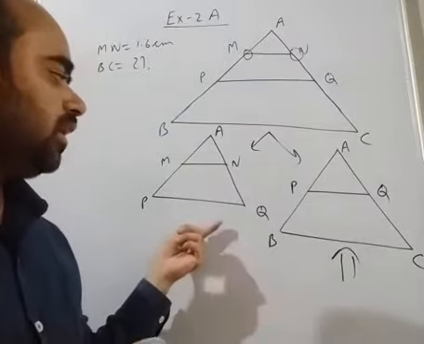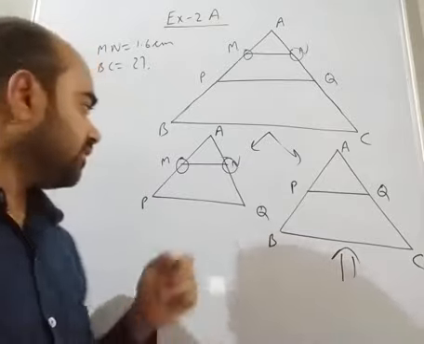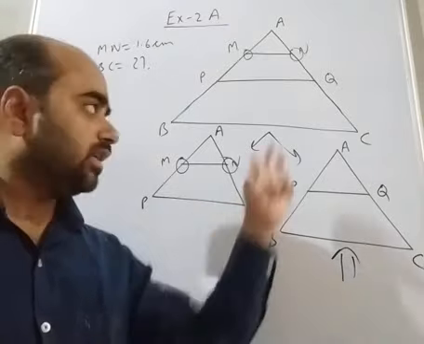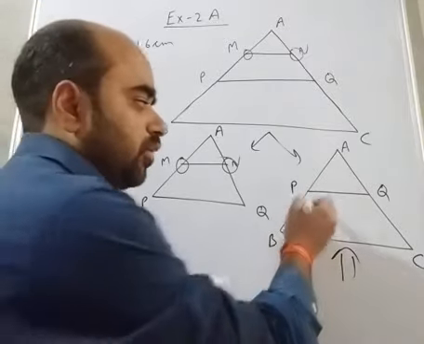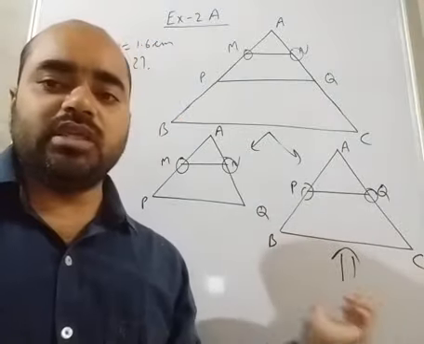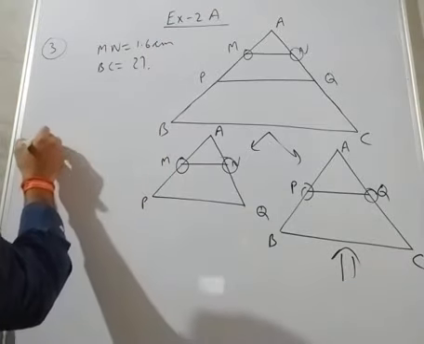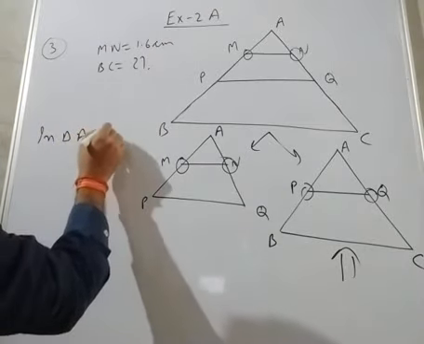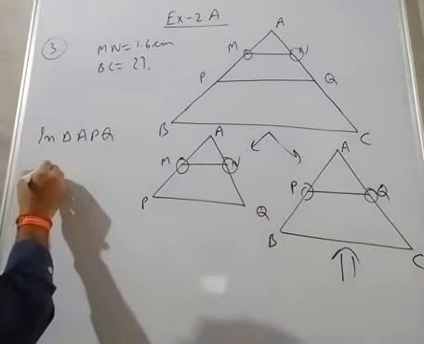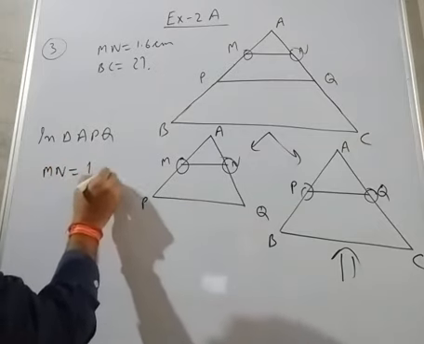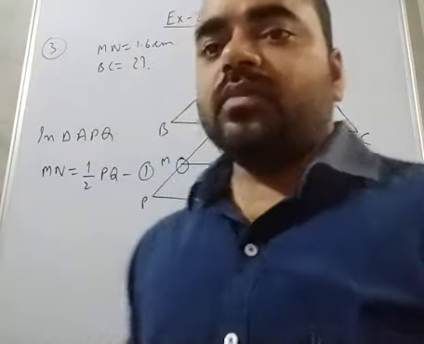First, I have taken triangle APQ, in which M and N are midpoints of sides AP and AQ. Another triangle I have taken is the bigger triangle ABC, in which P and Q are midpoints of AB and AC. Now easily we can apply the midpoint theorem in both the triangles, correct? Now in triangle APQ, if M and N are midpoints, it means we can write MN is equal to 1/2 of PQ, equation 1, correct? Apply midpoint theorem.